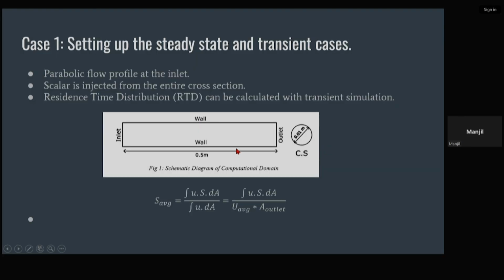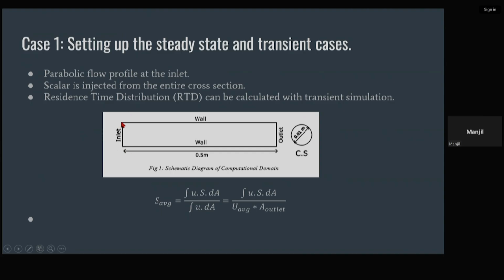Our first case would be setting up the steady state and transient case. The first case that Professor Dheeraj has presented is the parabolic flow. The flow is parabolic, and that flow transports the scalar from the inlet to outlet. First of all, we'll learn how to set up the case, and then we'll discuss more on that after we run the cases and post process them in ParaView.